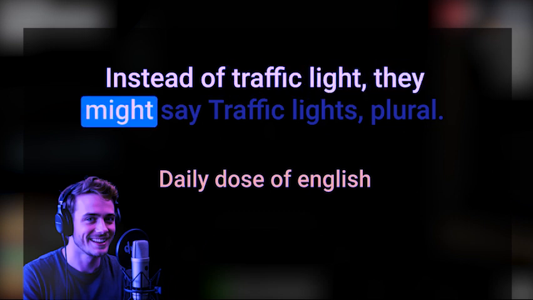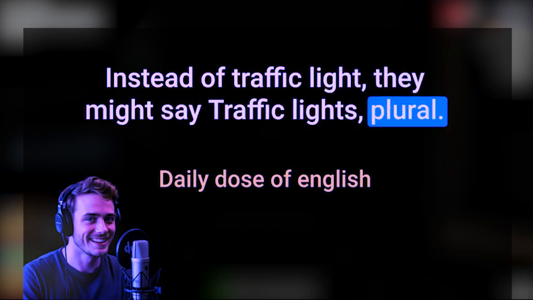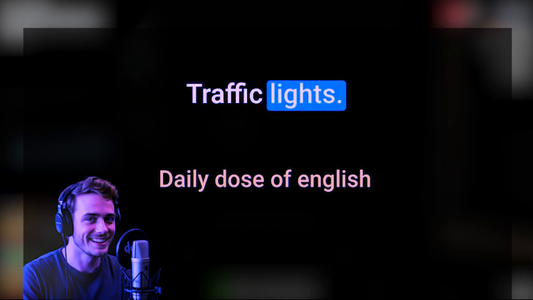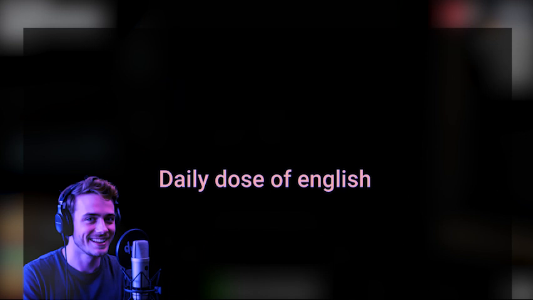In Australia, people might use different words. Instead of traffic light, they might say traffic lights. Plural. Now you repeat.